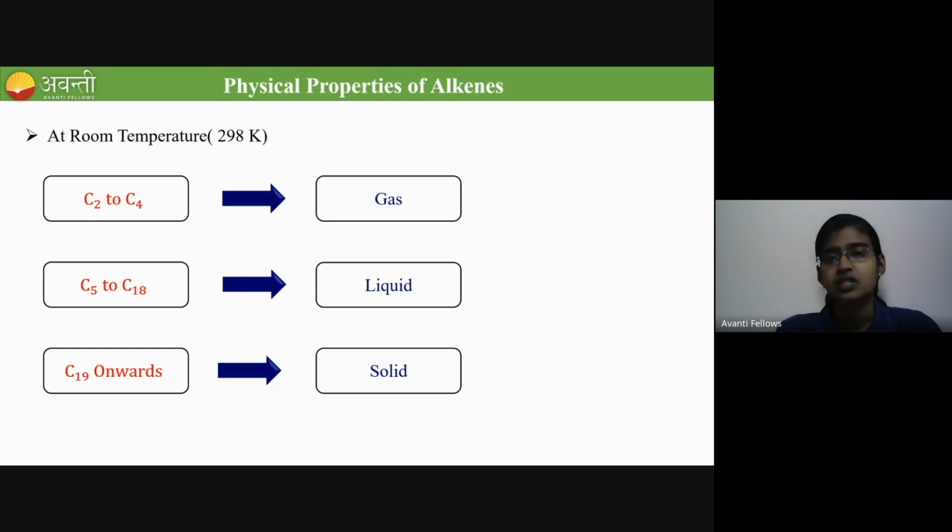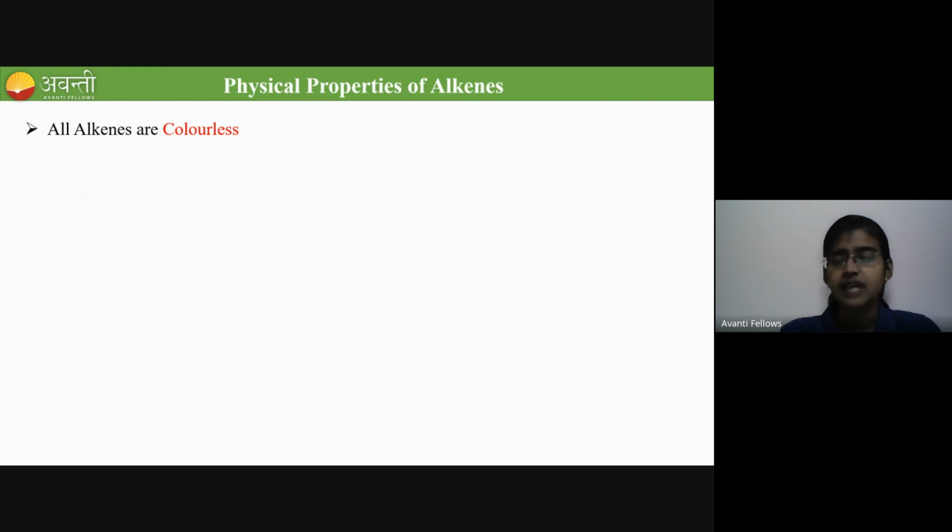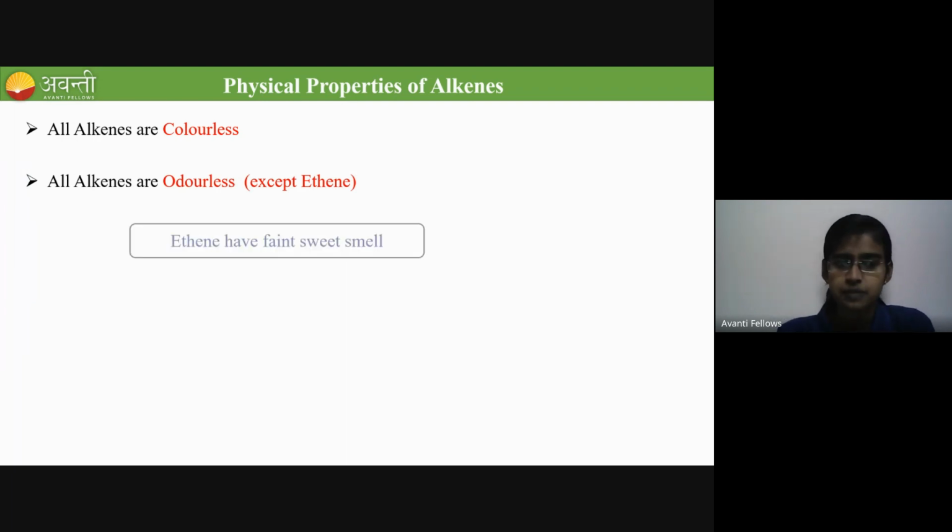Now coming to the next physical property, the colored nature. Most of the alkenes are colorless, and they don't have smell either. All alkenes are odorless, but there is an exception, that is ethene. Ethene is C2H4, the 2-carbon alkene. It has some kind of smell, a faint sweet smell.